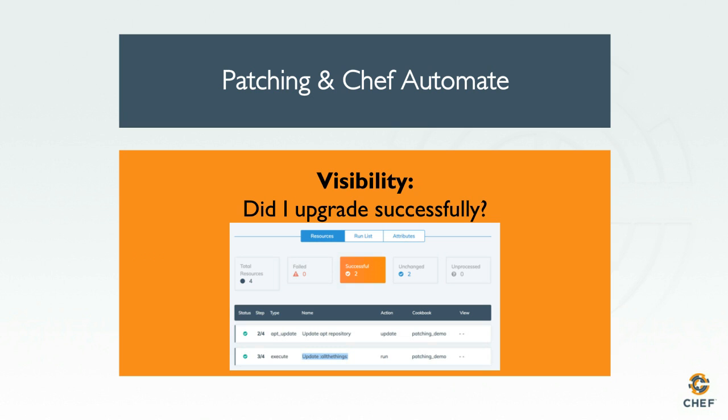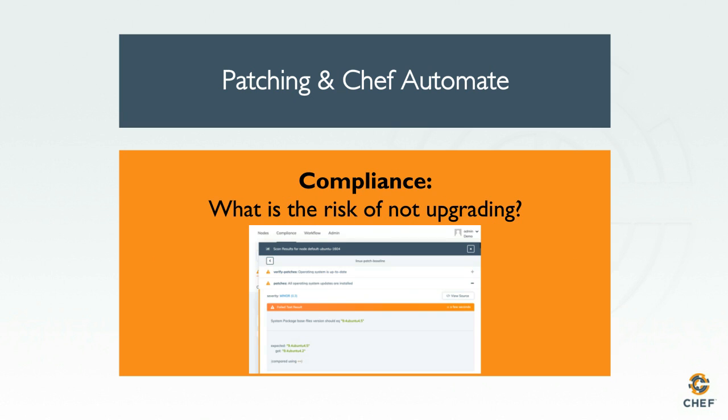Finally, visibility is a way that I can determine whether or not I upgraded successfully. Chef keeps track of all changes that are made across the nodes it manages and gives us a way to evaluate the specific nature of those changes and whether or not they did what we needed them to do. And once all said and done, we can come right back into compliance after we've applied those changes to see whether or not we are still at risk for whatever we found in starting this journey.